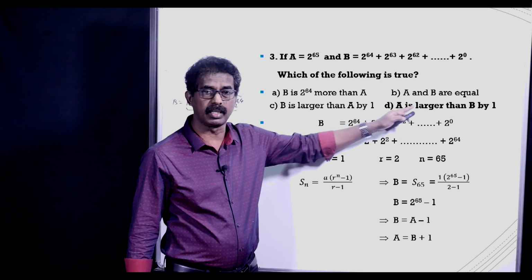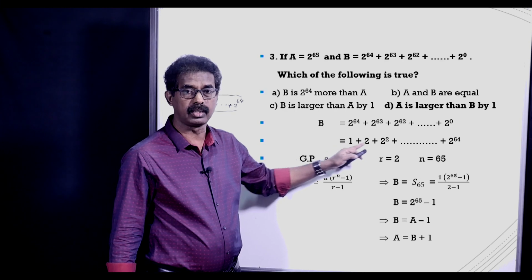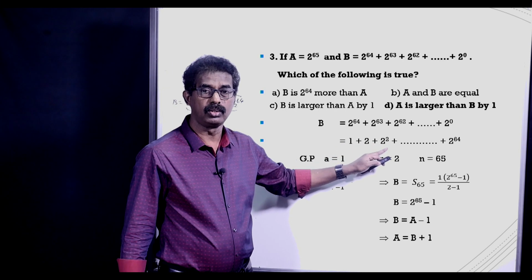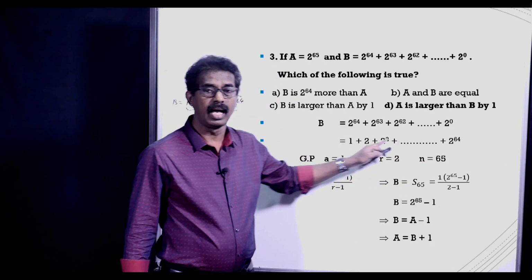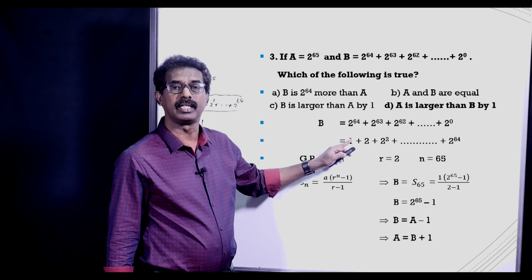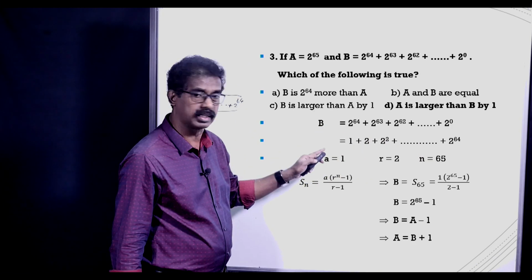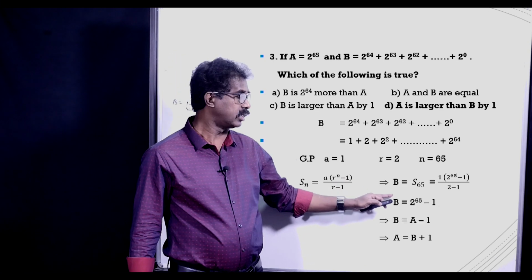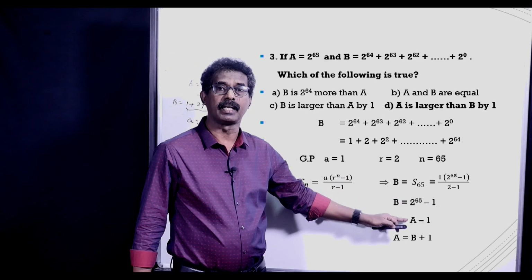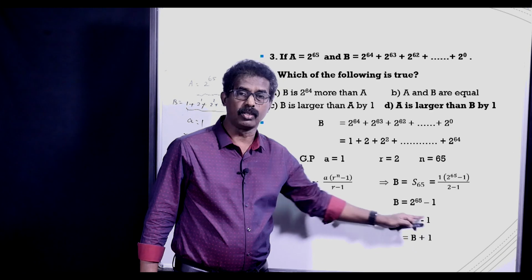Okay, so from the first, you can see here 2 raised to 1, 2, 3 up to 64, and one more term is here. So totally how many terms are there? 65 terms. So n is equal to 65. Then you substitute, and this 2 raised to 65 can be replaced by what? A, and the minus 1 you bring here.